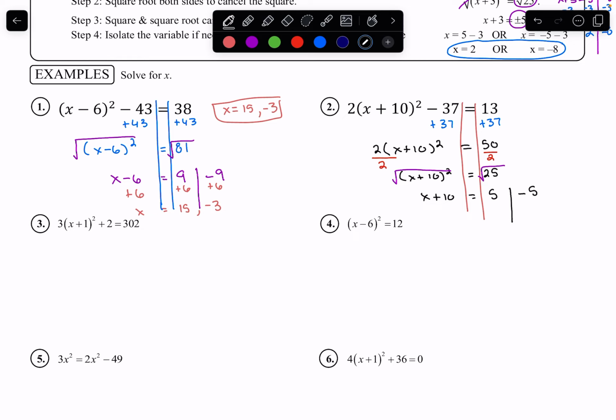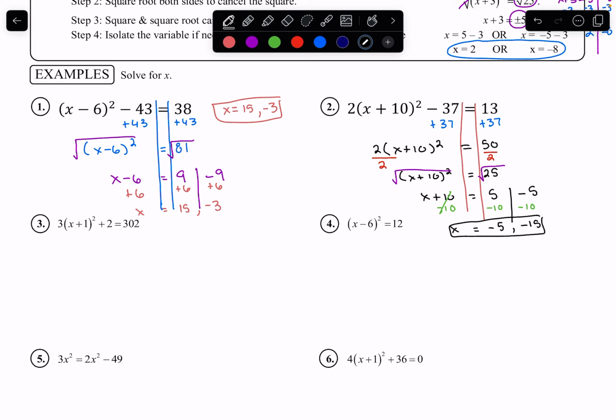So my last step is to get x alone. So I've got a minus 10 on the left to make it go away. And when I minus 10 on the right, I've got to minus it from both of these numbers separately. So I end up with x equals 5 minus 10 is negative 5. Negative 5 minus 10 is negative 15. So those are my two answers to example number 2.